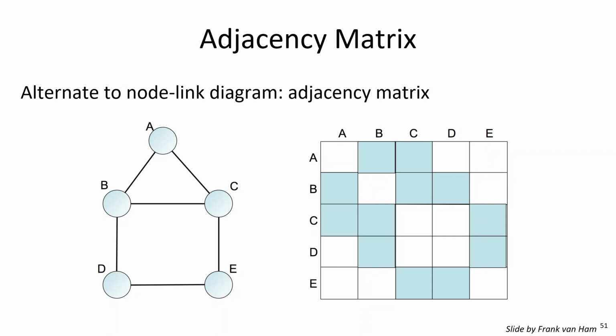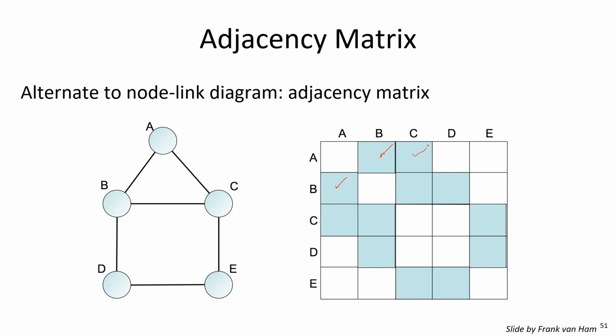A is connected to B, so I'm going to color in this, and I'm also going to color in this because B is connected to A. If I only have a one-way connection, I would only have one of those filled in, not both of them. If I have a weight on this, I could put a number in this table, so it would just be a table of values.